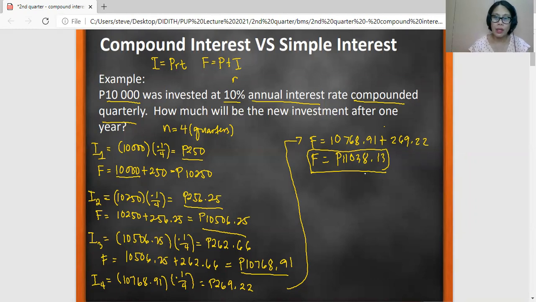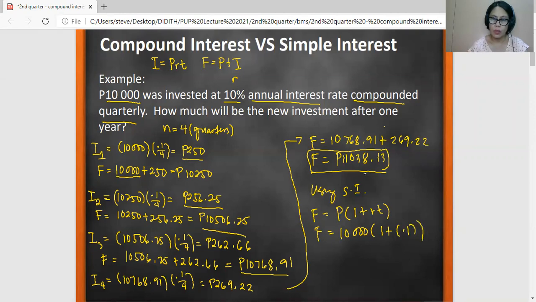amount. Unlike if we solve for the final amount at the end of one period using the simple interest rate, here we have the final amount equals the principal amount times 1 plus RT. So we have 10,000 times 1 plus the rate, 0.1, times t, so we'll just write that as is. So F equals 11,000 pesos. Now, a little difference of 38 pesos and 13 centavos because the investment is just for a year.